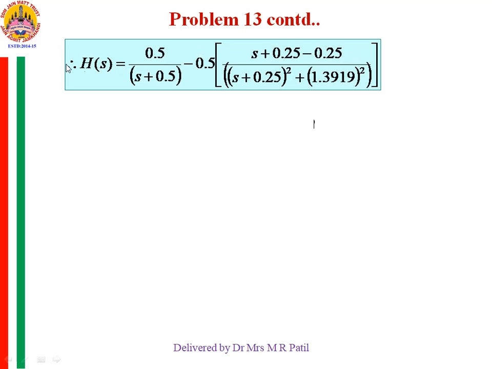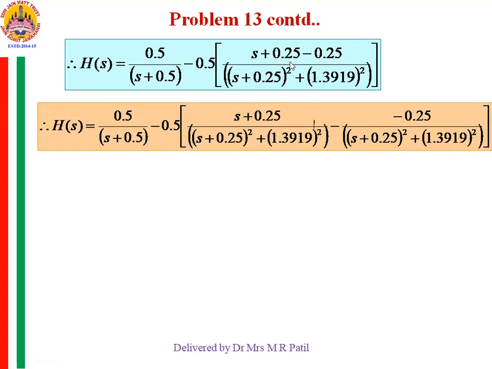Now moving ahead with this, H(s) is equal to 0.5 by (s plus 0.5) minus 0.5 into (s plus 0.25 minus 0.25), because we have to adjust (s plus a) divided by this term. So let me write this as (s plus 0.25) upon (s plus 0.25) square plus 1.3919 square, so that this term will be in terms of cosine.